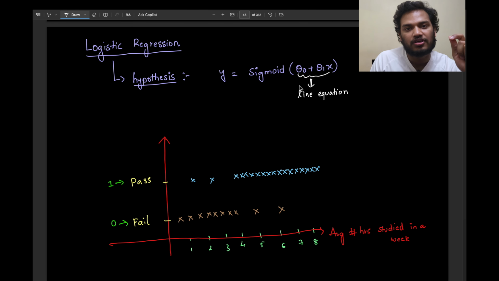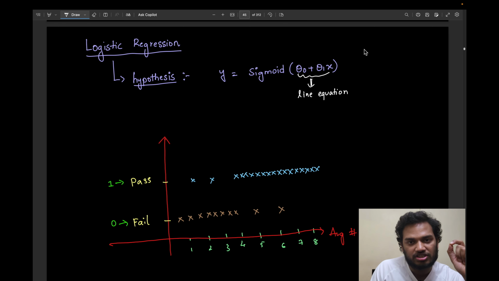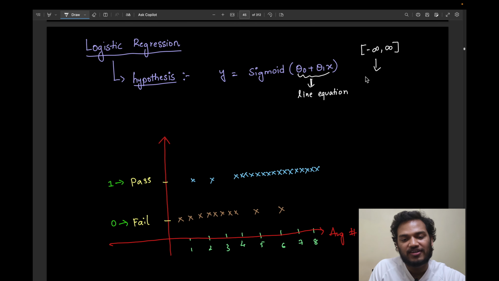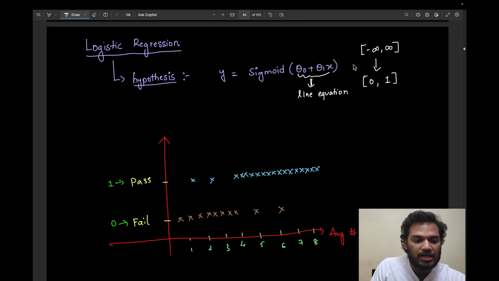And why are we doing this? Because in case of linear regression, we'll be having a range of minus infinite to plus infinite, which is not interpretable in case of binary classification. That's why we are using a function called sigmoid, with which we are squeezing the range from minus infinite to plus infinite into 0 to 1. So this is the idea of using this particular sigmoid, and this will be our hypothesis.